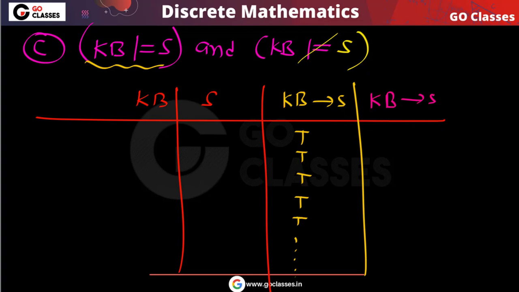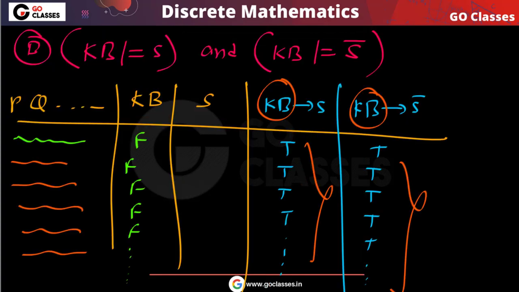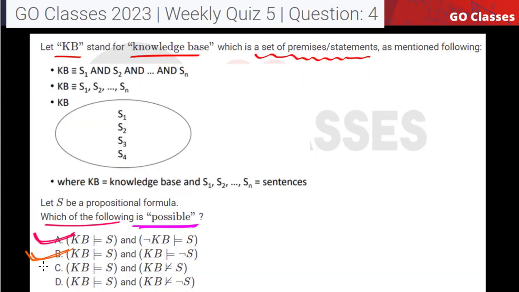Option C is not possible because what it is saying is that knowledge base implies S is a tautology, and knowledge base implies S is not a tautology. Of course this is not possible, because if this is a tautology, then definitely both are the same. So option C is never possible. If knowledge base infers S, then it cannot happen that knowledge base does not infer S. Similarly, if knowledge base does not infer S, then it cannot happen that knowledge base infers S. So definitely option C is not possible.